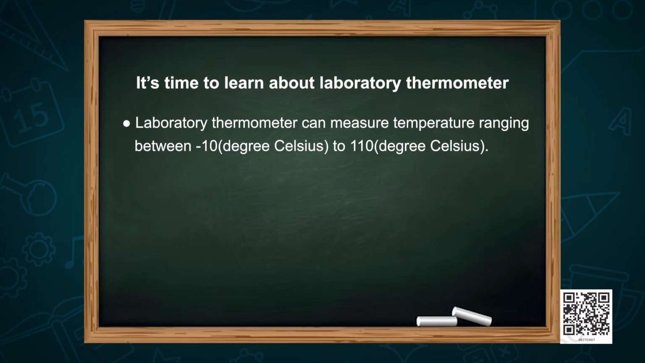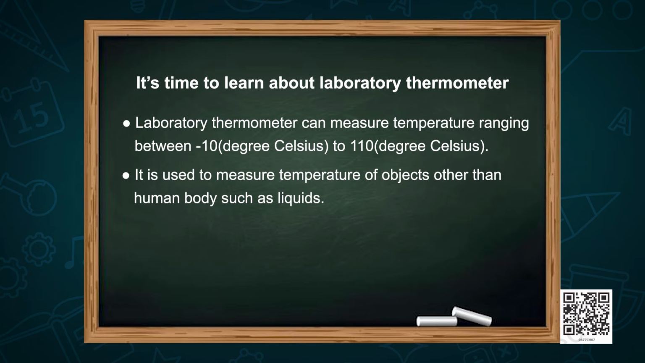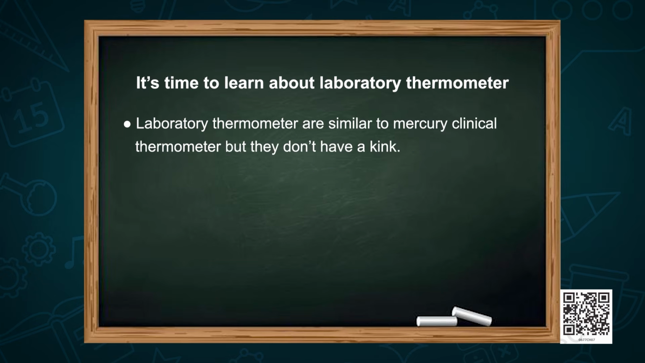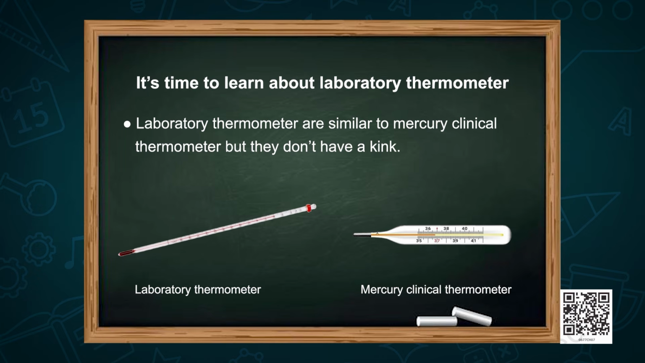Now, it's time to learn about the laboratory thermometer. A laboratory thermometer can measure temperature ranging between -10 degrees Celsius and 110 degrees Celsius. It's used to measure temperature of objects other than the human body, such as liquids. They can also be used to measure the boiling and freezing point of a substance. Laboratory thermometers are similar to the mercury clinical thermometer, but they don't have a kink. They are larger in size.